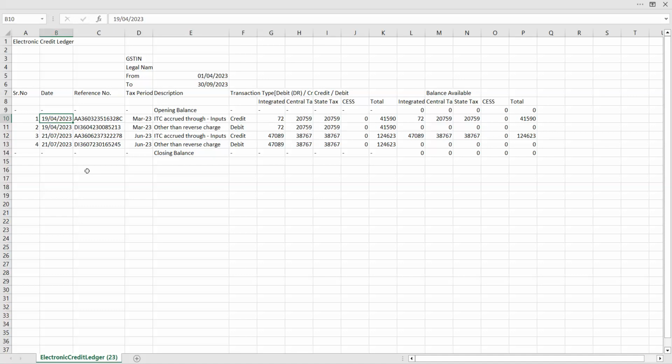Okay, don't go by that. It is a quarterly return, 22nd April, whatever it is. So let us stick to 20th April. So they have filed it on 19th April. So I have claimed it on 19th April in the portal, and I have utilized it for the same March liability of 72 rupees. Same way, if you see 20,759.